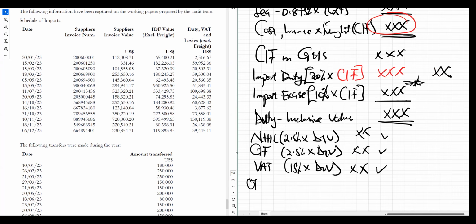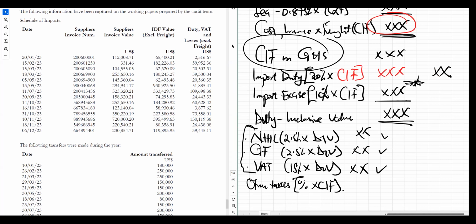If there are other taxes, note that all other taxes will be a percentage of the CIF. The only things computed on the duty inclusive value are the NHIL, GETFund and VAT. But every other tax that they give you in any question is on the CIF, apart from NHIL, GETFund and VAT, which are based on the duty inclusive value. Is that clear?